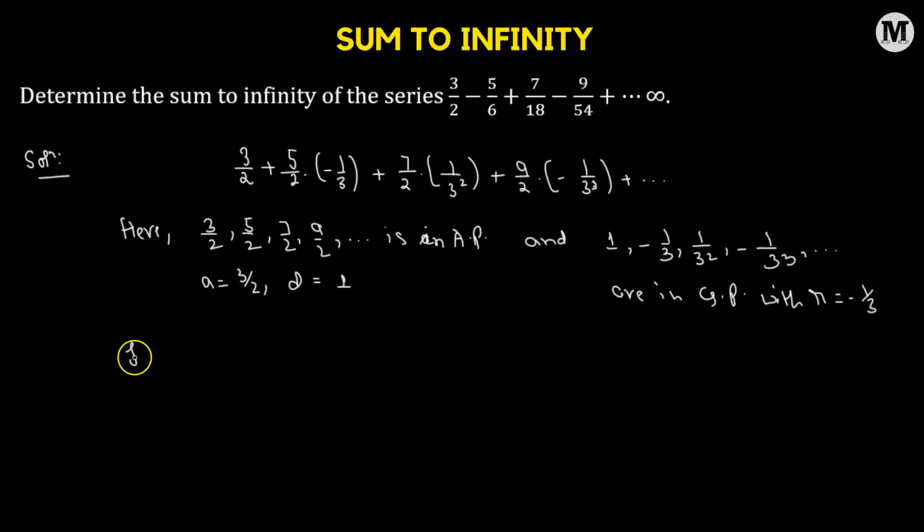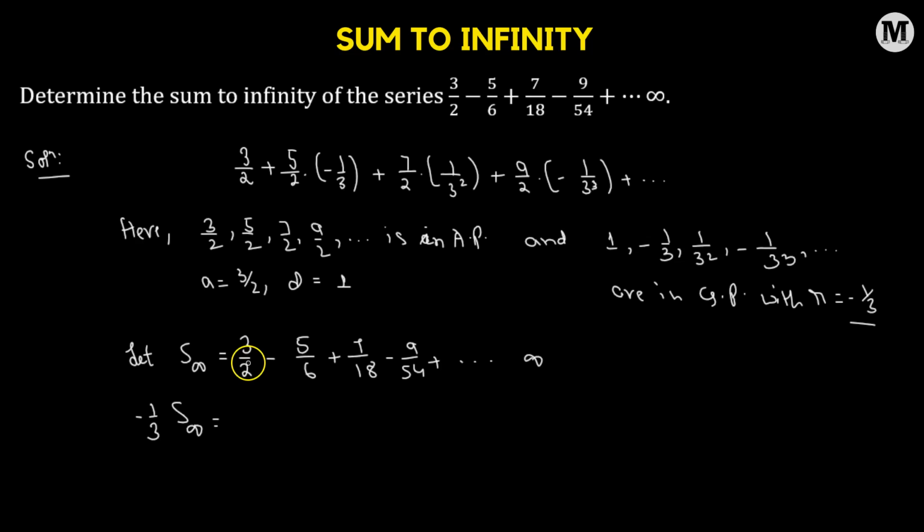Now to find the sum, we're going to consider S as the sum to an infinite number of terms. So we rewrite the terms of the series. We have 3 over 2 minus 5 over 6 plus 7 over 18 minus 9 over 54, added to the rest of the terms. Now we'll take the same sum up to all the infinite terms, and we're going to multiply each term with the common ratio, which is negative 1 over 3. We're going to multiply S infinity with negative 1 over 3.